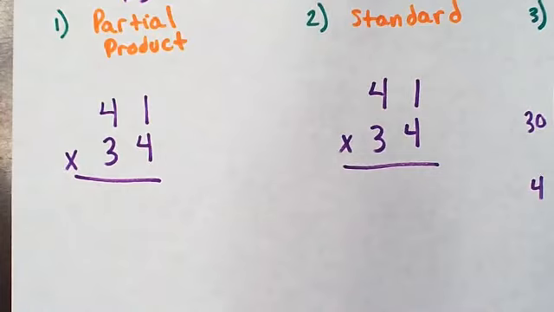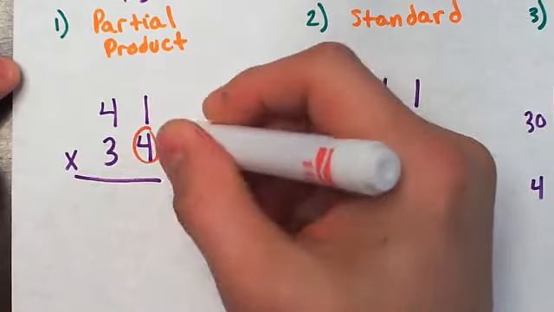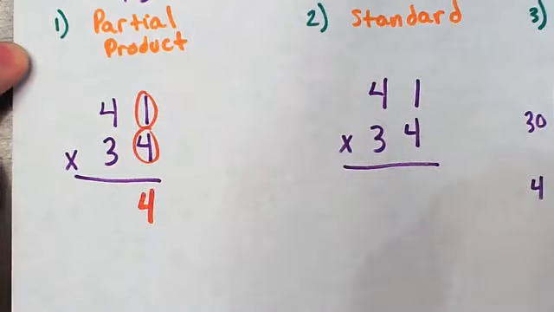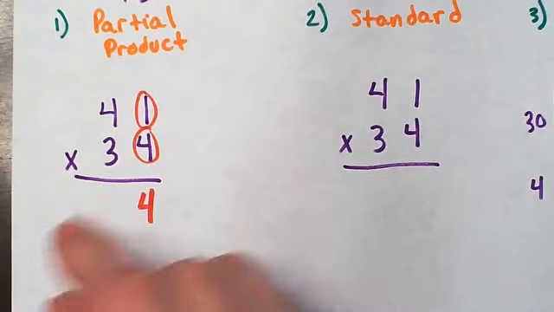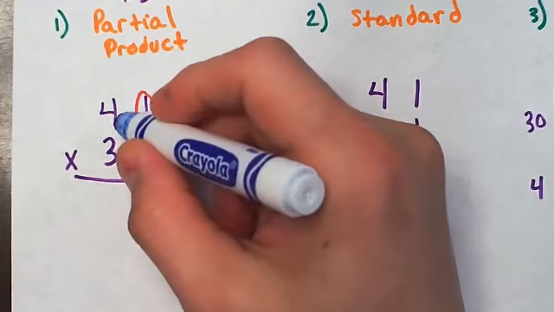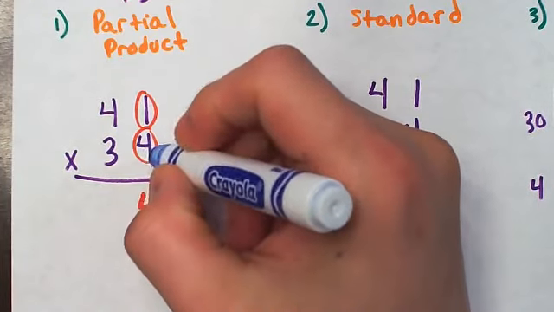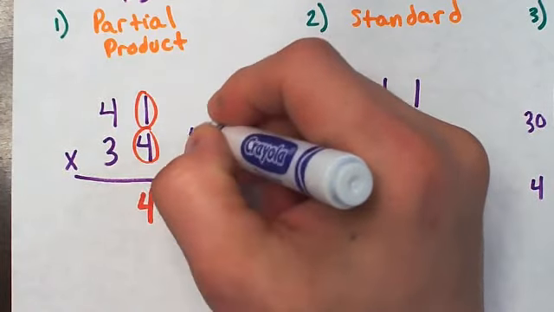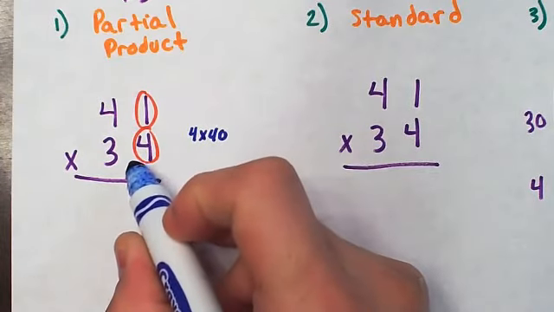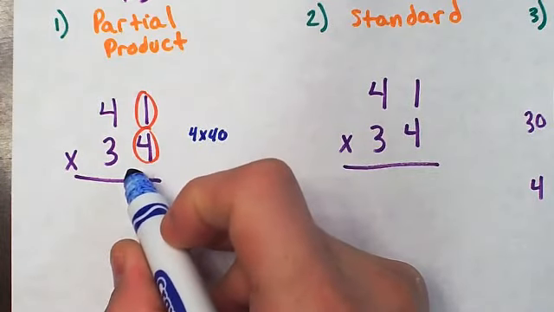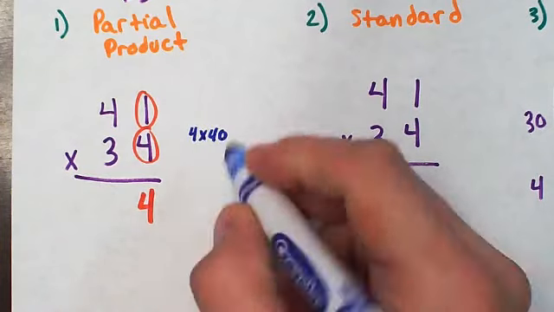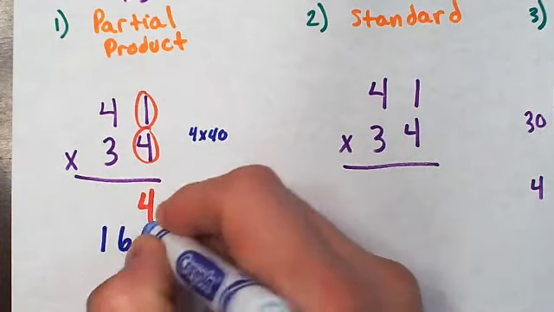So partial product way, here we go. So this regular 4 is going to go to this regular 1. 4 times 1 is 4. Then I come back to my 4, and this is going to go to 40. So since this is 40, we can end up with 4 times 40. There's a lot of zeros in the partial product way, so if you like zeros, this is going to be a good way for you. So 4 times 4 is 16, plus the 0 is 160.